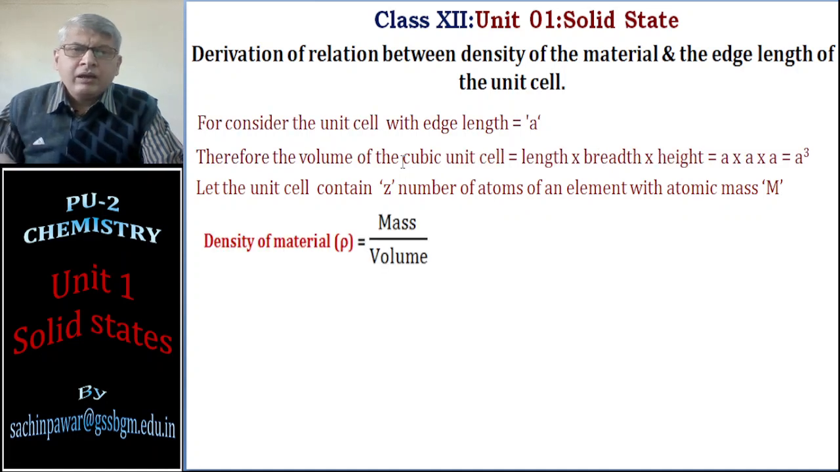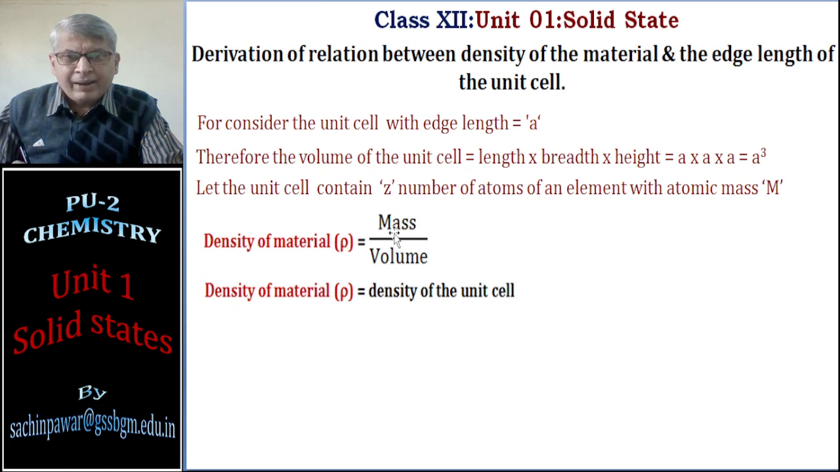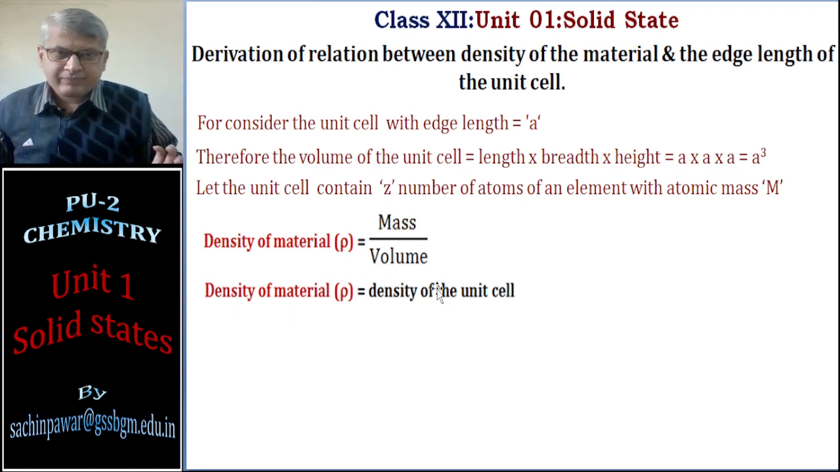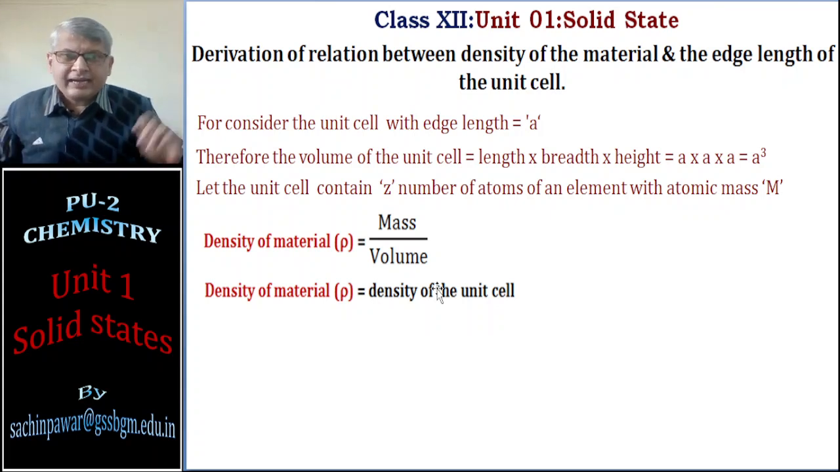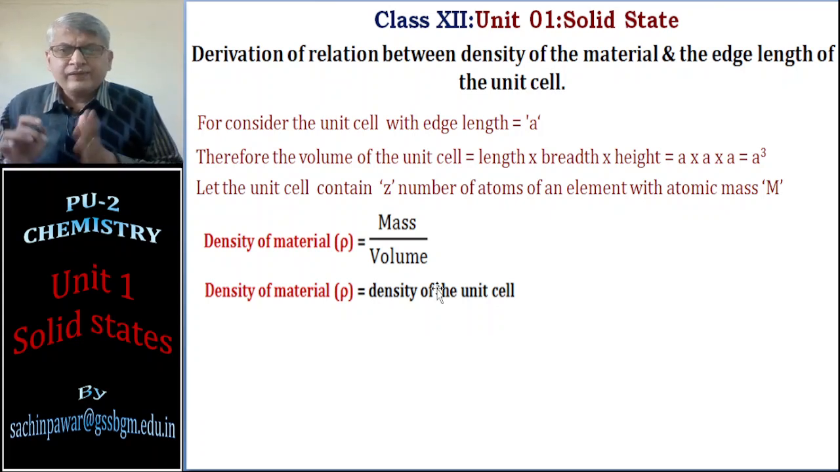Okay. Here we know mass upon volume is density. Rho is the symbol for it. So density of the material is mass upon volume. Here the density of the material is the density of the unit cell we will take. Because we are taking unit cell dimensions, therefore we will consider density as the density of the unit cell. Because the unit cell is multiplied many times to get the entire crystal lattice, that we have learned. So we will consider density of the material as the density of the unit cell.